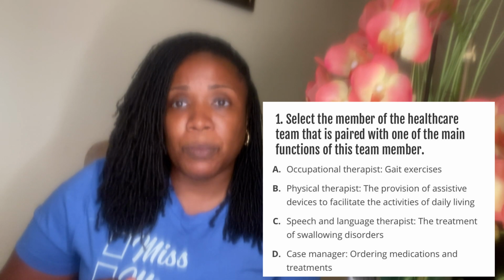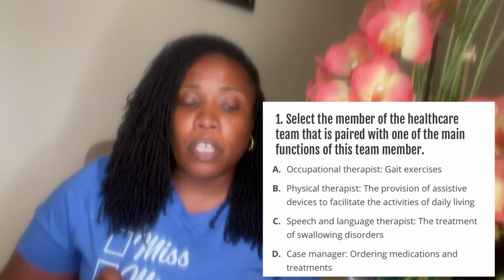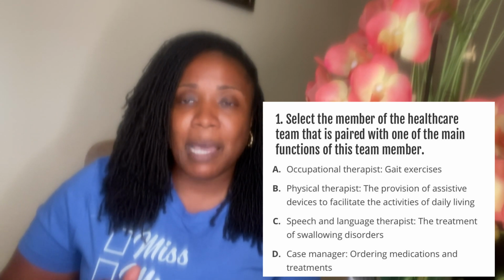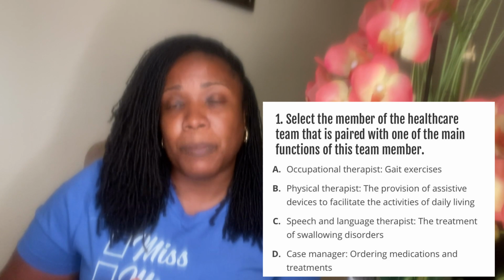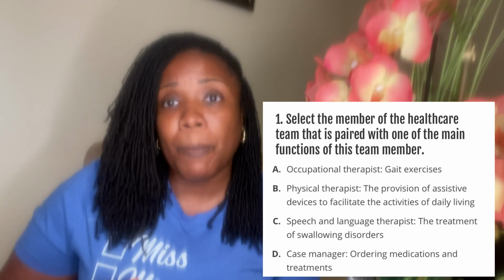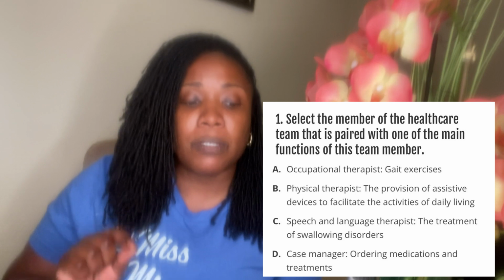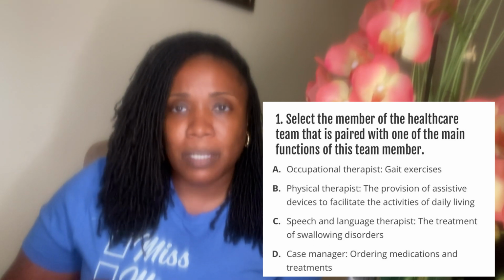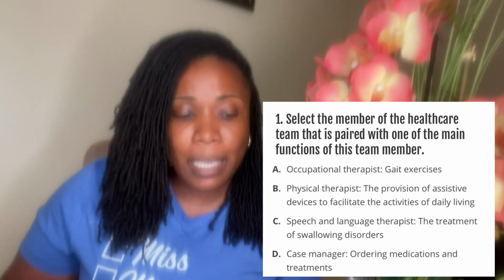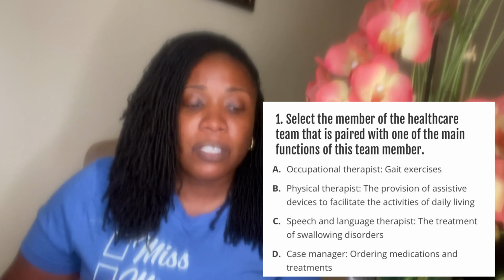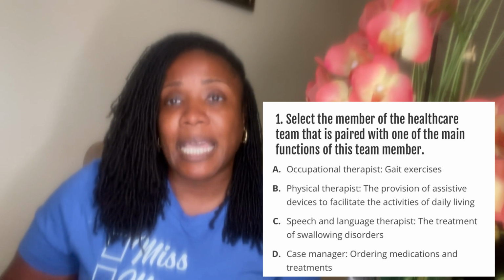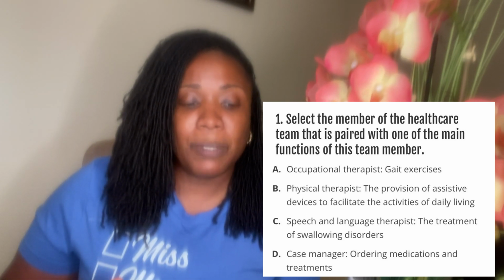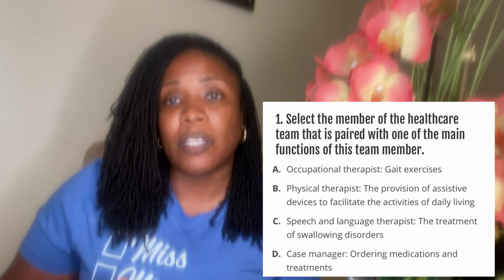So A says occupational therapist, gait exercises, that would be walking. So automatically that would not be an occupational therapist. That would be a physical therapist, because physical therapists are responsible for getting you up and walking. Occupational therapists are responsible for your activities of daily living. So A is not correct because occupational therapists do not help you with walking, and B is not correct because physical therapists do not help you with your activities of daily living. It is actually the opposite. So the only answer that makes sense would be speech and language therapist, the treatment of swallowing disorders.